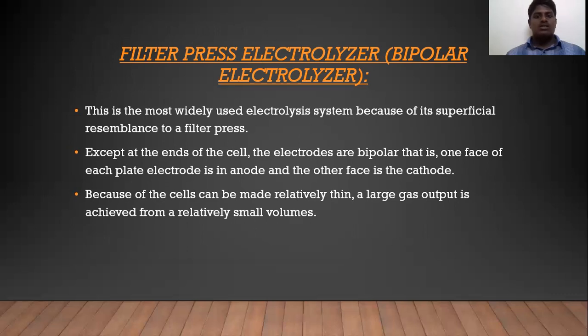Filter press electrolyzer. This is the most widely used electrolyzer system because of its specific resemblance to a filter press. Except at the ends of the cell, the electrodes are bipolar, that is, one face of each plate electrode is an anode and the other face is a cathode. Because the cells can be made relatively thin, a large gas output is achieved from a relatively small volume.